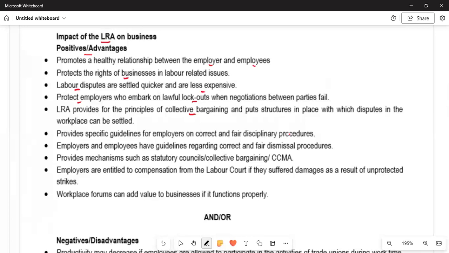And then we are saying that it puts structure in place in which matters are settled. Sometimes there's no necessity to approach the court, but some of the verdicts can be settled in the workplace. And then let us take note that it provides specific guidelines, for example, a correct and fair disciplinary procedure. So sometimes you don't have the authority as a junior worker over your commander.